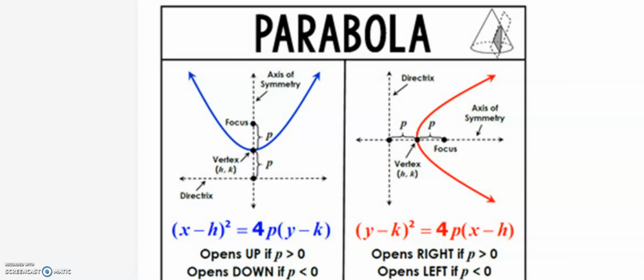Up if p is greater than 0, down if p is less than 0. Okay, so please notice you have the directrix, you have the vertex, you have the focus, you have the axis of symmetry. All of that's there so that way it can help you graph. Okay, so let's go back to our worksheet.